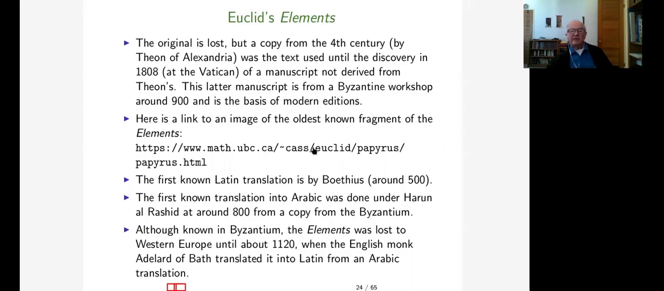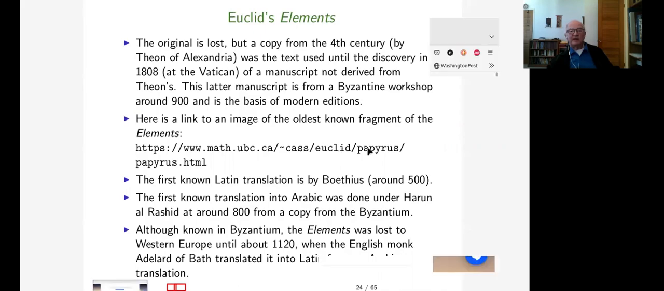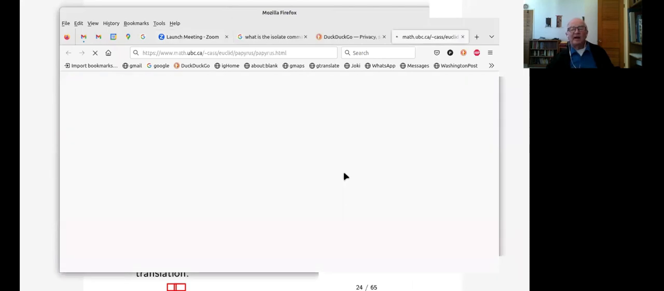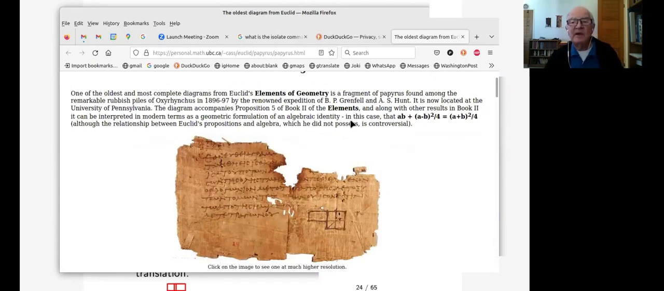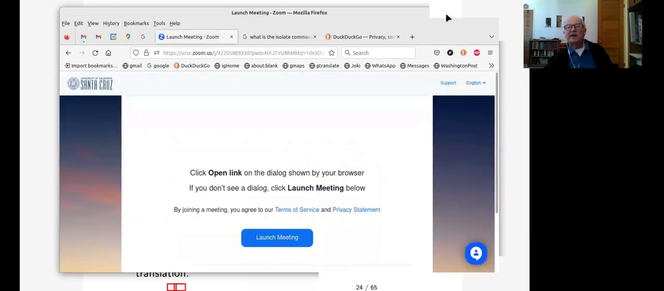I want to show a picture here. Let's see if it comes up. Yeah, this is a fragment of a manuscript from a papyrus which exists today. I won't go through where it is, but it's a fragment of a manuscript of a copy of the Elements. Let me close this and minimize this and get back to our lecture.